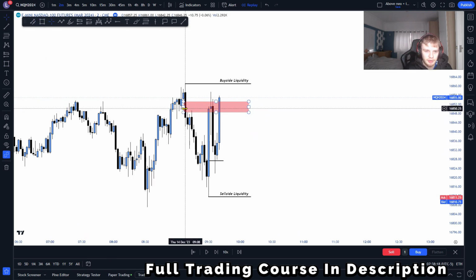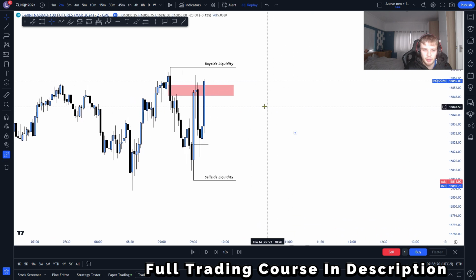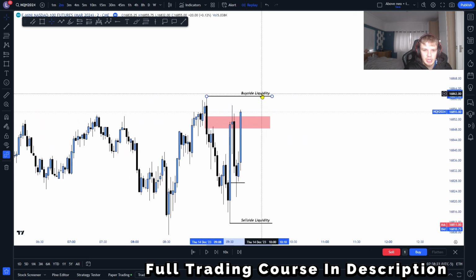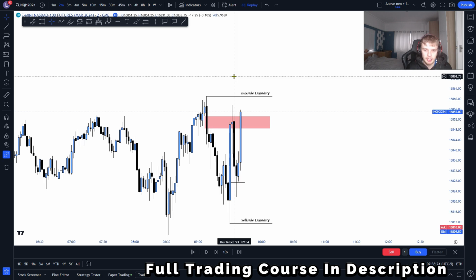So if this fair value gap got inversed, then where would price action most likely want to go? For buy side liquidity. This is actually the model that I trade, the inversion model.